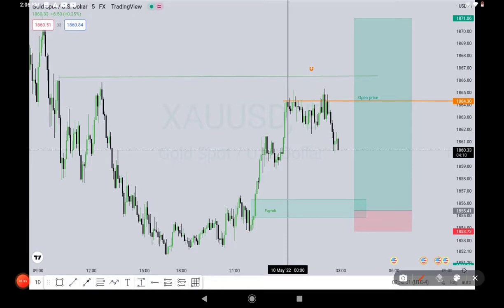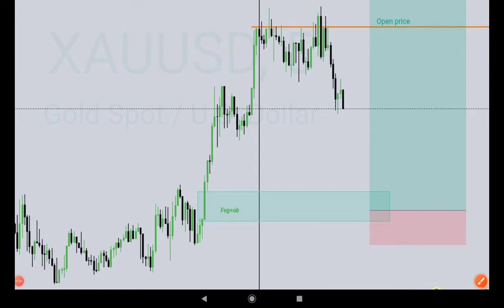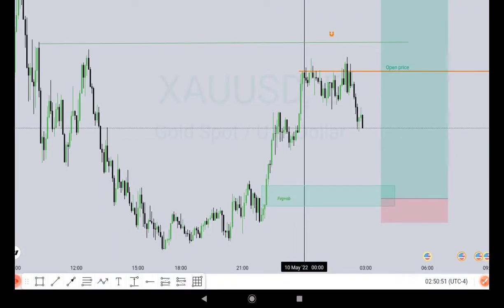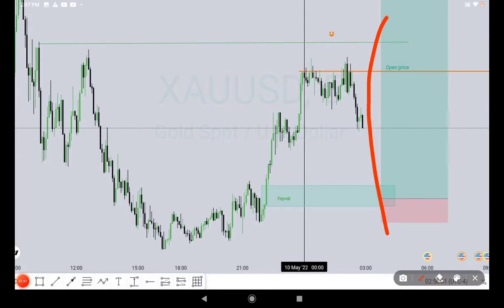So I found this PD array. The first PD array I found was this fair value gap, and then here we can see this bearish candle, which is the bullish order block. I know a lot of people, when seeing this, will be waiting to enter this trade somewhere around here, that is at the beginning of the order block, also deep inside the fair value gap.